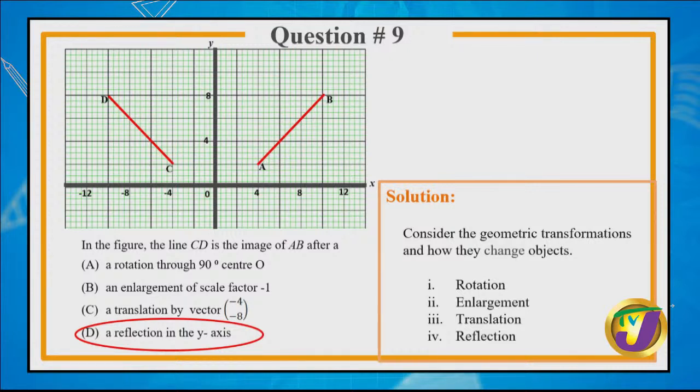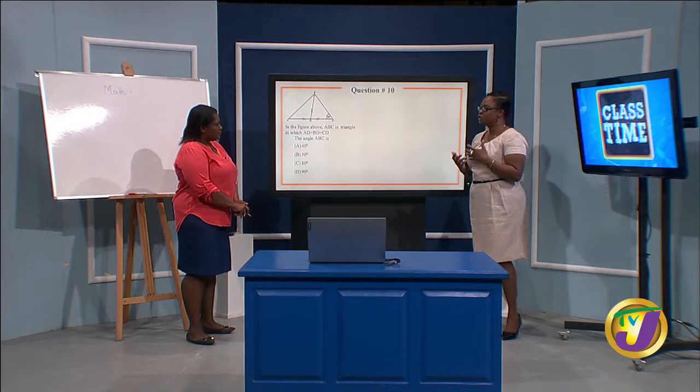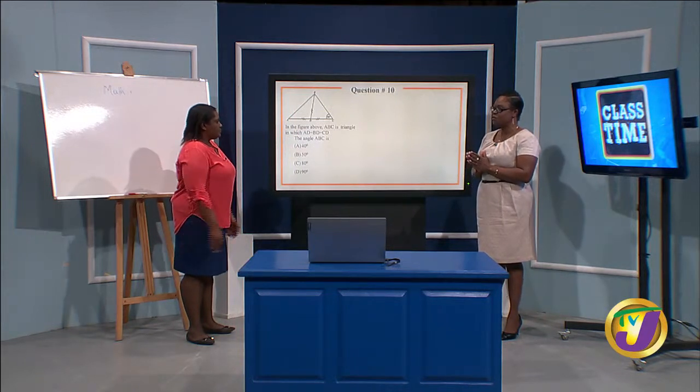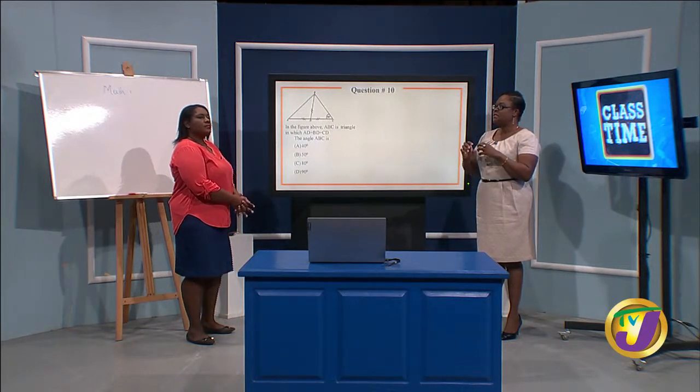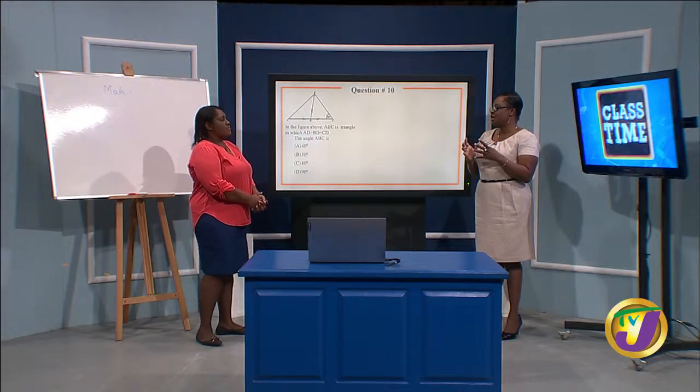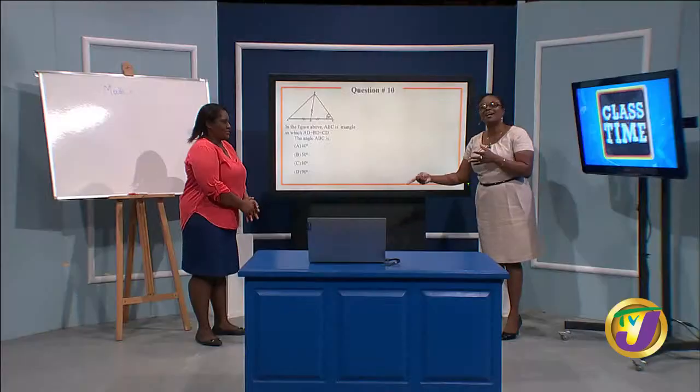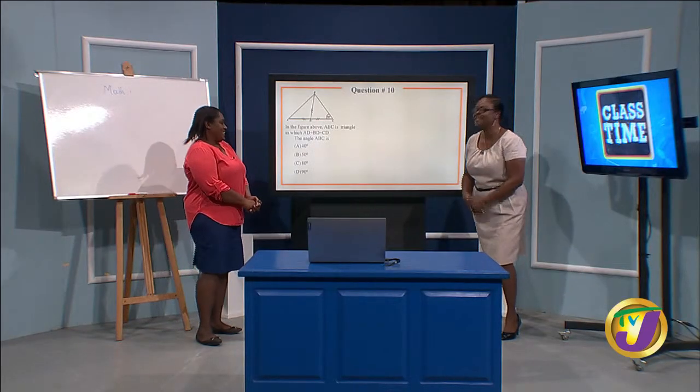And so we come to question 10. Now, because it is multiple choice, remember that it is a snippet or a compilation of the topics that we would have been covering across geometry and transformation. And so you would see that there are geometry and trigonometry.